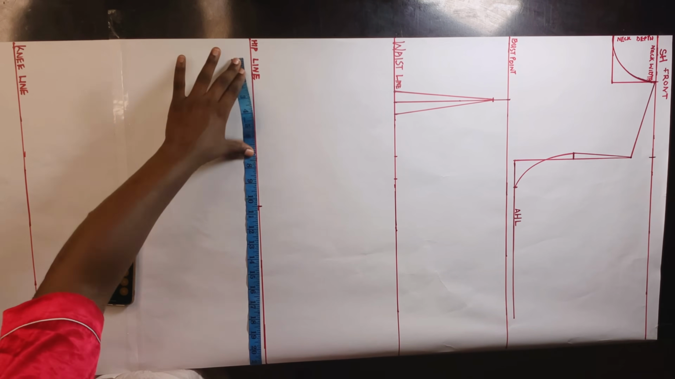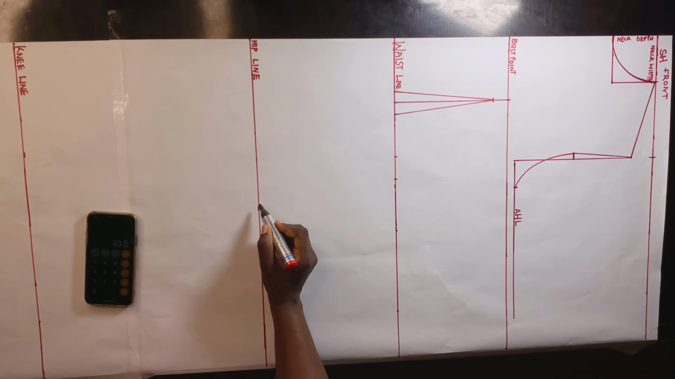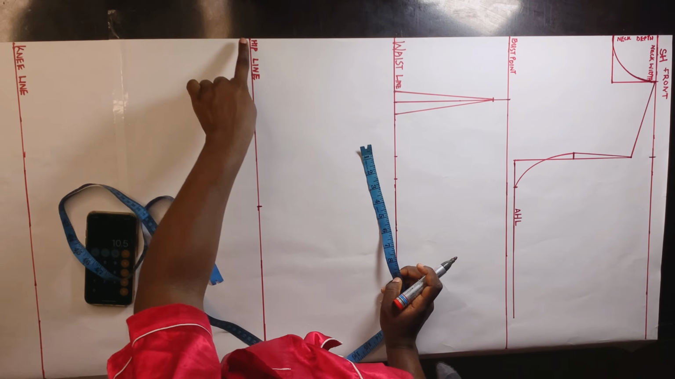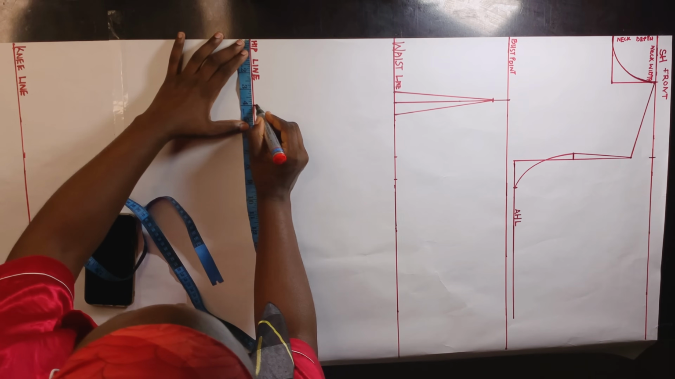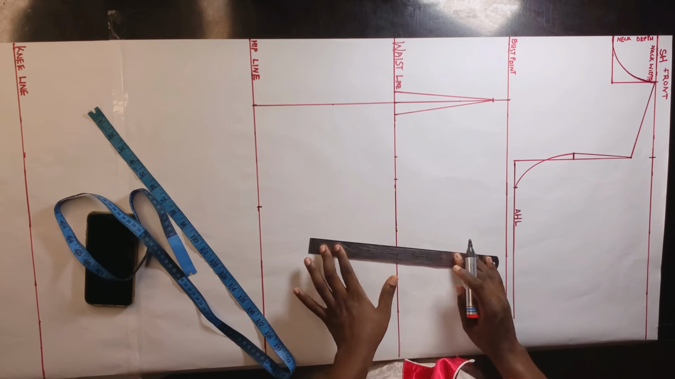Before connecting the point, we need to complete our waist dart. In order to do that, just go ahead to divide your nipple to nipple or your bust span by 2 and mark on your hip line. Remember, mine is 8. 8 divided by 2 is 4. So I'm going to mark the same thing here just to get a straight line. Okay, so I'm going to go ahead now to connect the point with my ruler.